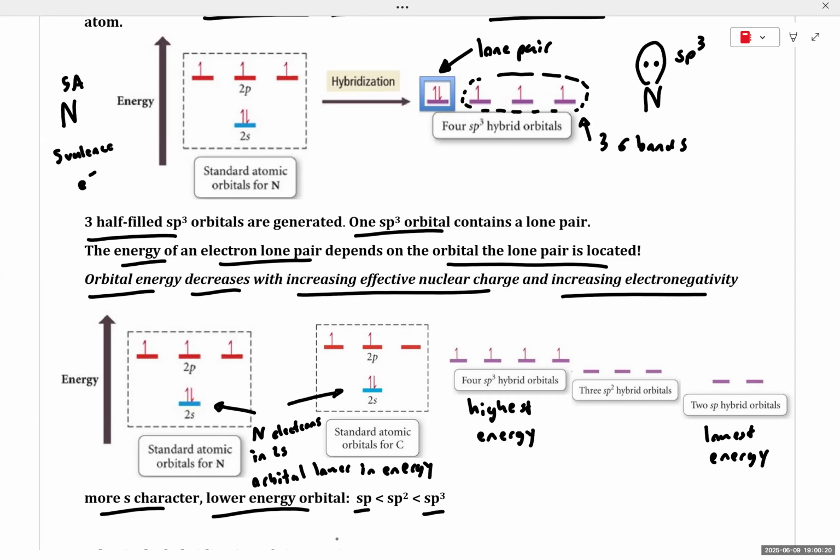So again, you need to consider what atom we are dealing with. More electronegative atoms have lower orbital energies. And what is the hybridization? The sp hybridization, those hybrid orbitals are lowest in energy. sp3 hybrid orbitals are the highest in energy.